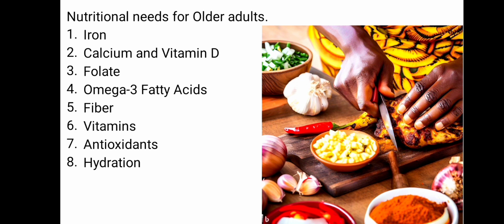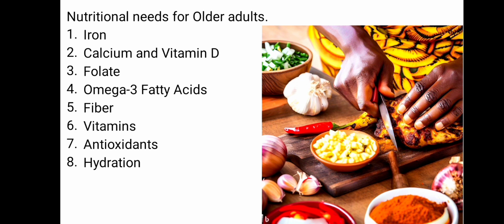32 and above, you need to eat well to have iron, calcium and vitamin D, folate, omega-3 fatty acids, fiber, vitamins, antioxidants, and you also need water. You see that at this stage, you don't have something like carbohydrates, you don't have something like protein there. You don't have macronutrients present in the nutritional needs for older adults. It is not that they don't need it, but we need all these nutrients more than those macronutrients. So ensure what you eat gives adequate supply of all these things as older adults, not as younger adults.